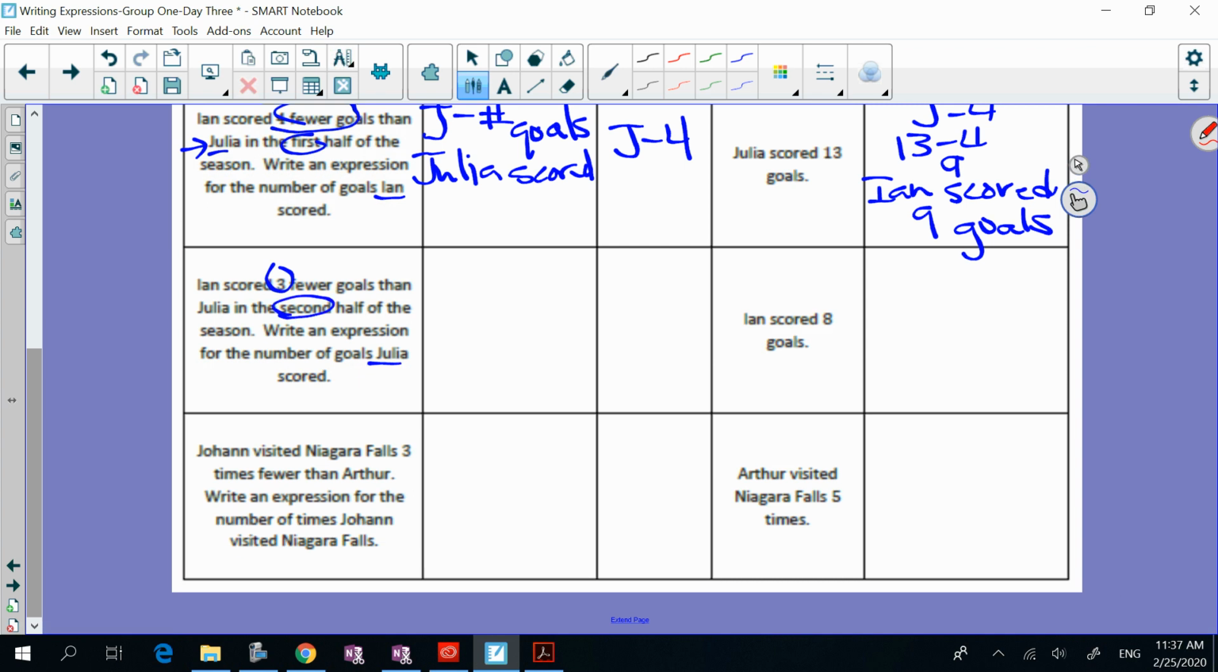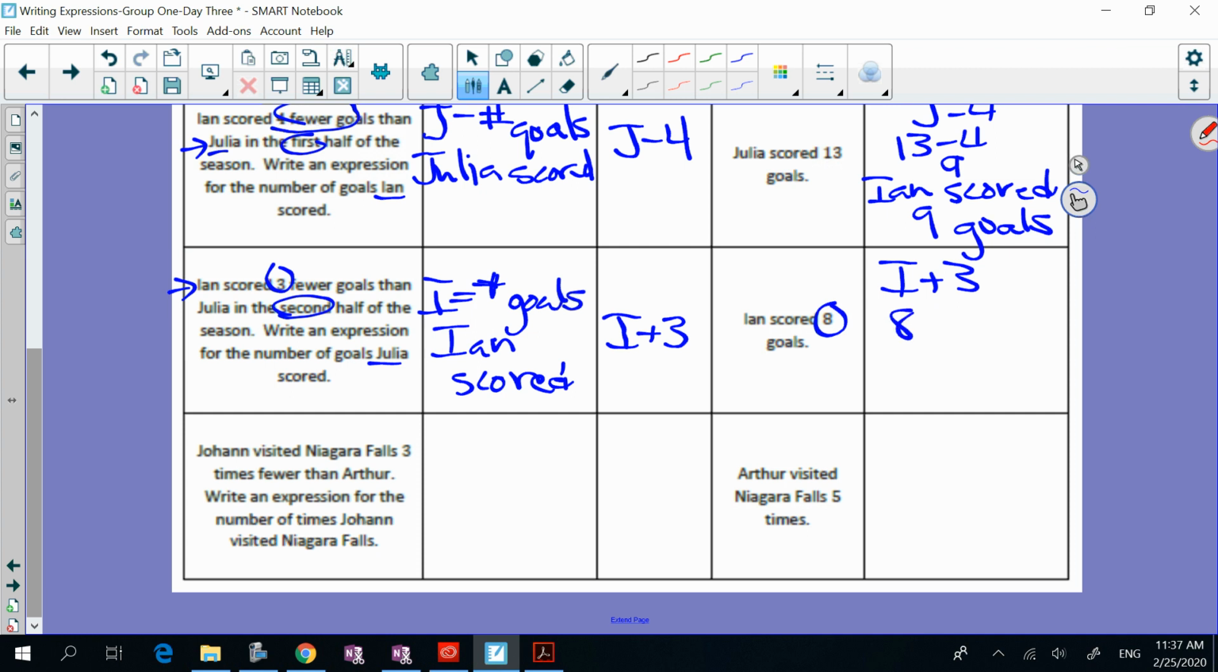Ian scored 3 fewer than Julia in the second half. Write one for what Julia scored. So if I'm looking for Julia, I don't know Ian. So I is number of goals that Ian scored. He scored 3 fewer. So if I'm at him, I need to add 3 to it to get to what Julia scored. My expression, I plus 3. I now know that Ian scored 8. Substitute that in. 8 plus 3 gets me 11. So Julia scored 11 goals.